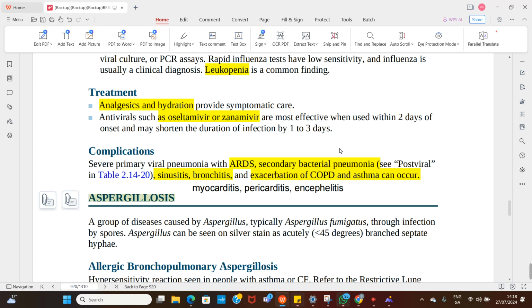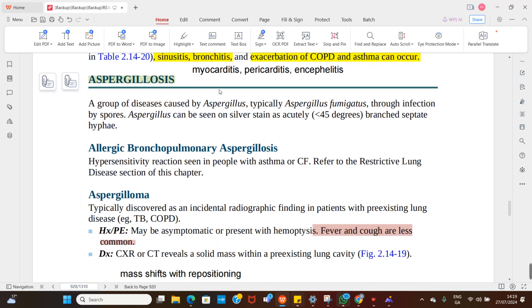So watch out for the complications. They can develop ARDS in people that are immunosuppressed. They can have secondary bacterial pneumonia, like superimposed Staph aureus, superimposed strep pneumo. They can develop sinusitis, bronchitis, and exacerbation of COPD and asthma. So part of the cause of exacerbation is what? Infection, like influenza.